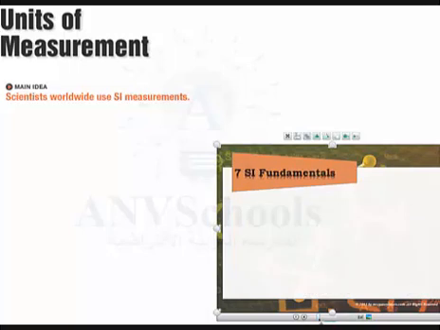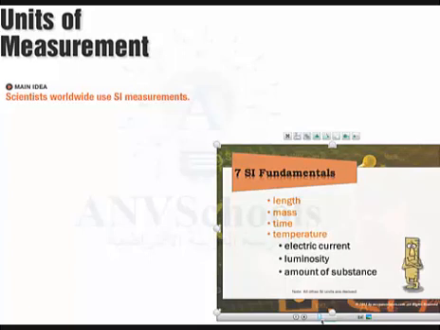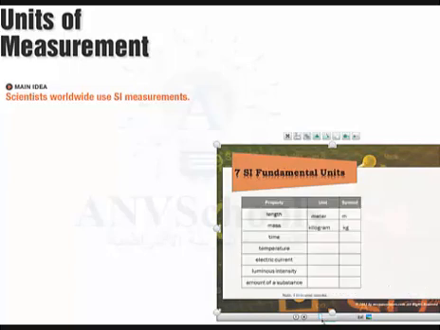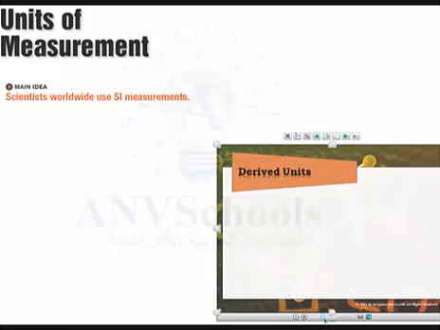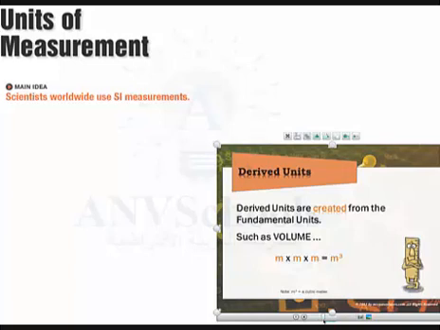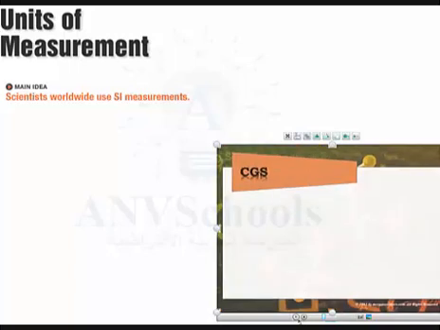The 7 SI fundamental, or base, units are length, mass, time, temperature, electric current, luminosity, and amount of substance. Length is measured in meters, mass in kilograms, time in seconds, temperature in Kelvin, electric current in amperes, luminosity in candela, and amount of substance in moles. All these are essential for a scientist. Derived units are created from fundamental units, such as volume. We will look at these details in the next session. For now, we will stop here.